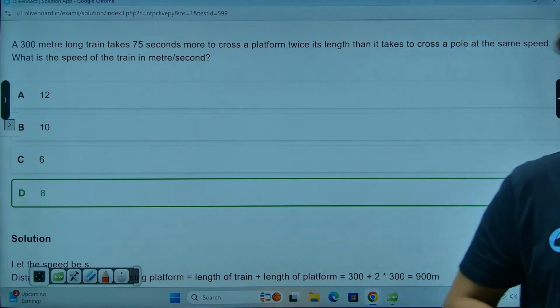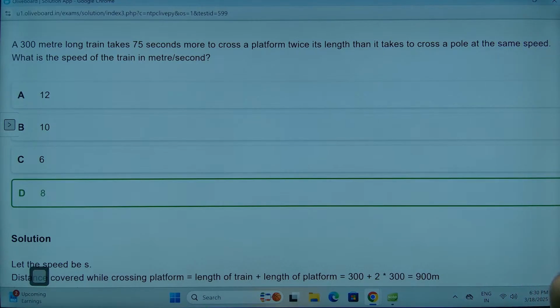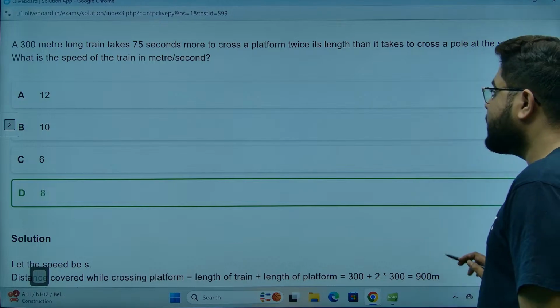Very, very simple question. Perfect, sir. Chalo, sir.